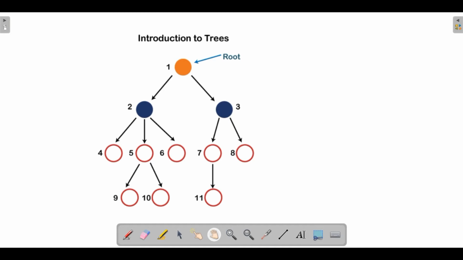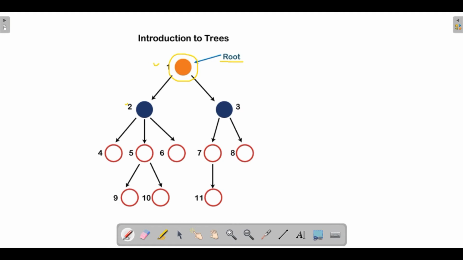So let's get started. So basically, what are trees? A tree is a kind of non-linear data structure in which items are arranged in a hierarchical fashion. Here you can take the example of your family tree, such as grandfathers, then fathers, and then their children. So this node is referred to as the root node of a tree.